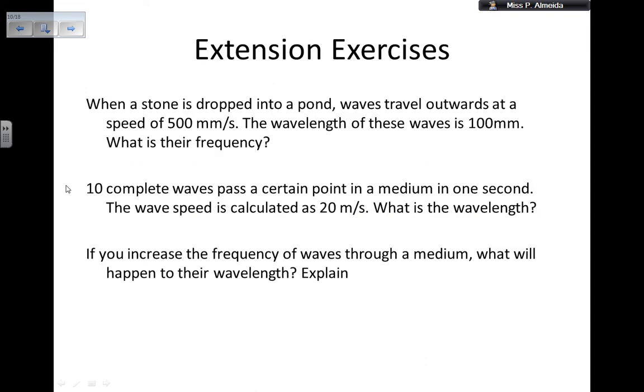More exercises. A stone is dropped into a pond. The waves travel outwards at a speed of 500 millimeters per second. The wavelength of these waves is 100 millimeters.